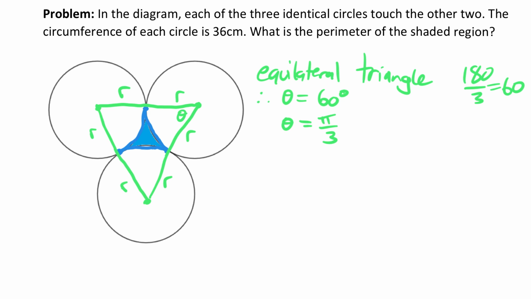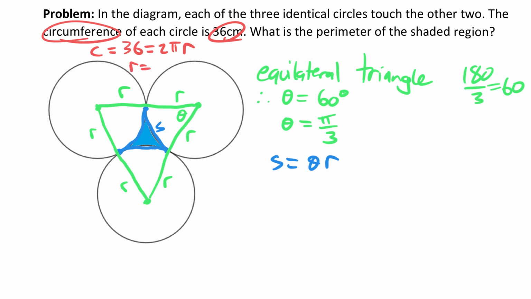Now each one of these blue sections is an S, right? That's going to be an arc length. S equals theta r. Well, we know theta. Can we work back and find r? We can, because if we know the circumference is 36 centimeters, that means 36 equals 2 pi r, because circumference is always equal to 2 pi r. And so if we know the circumference, we can work back and find r. That will give us r equals 36 over 2 pi, or 18 over pi.